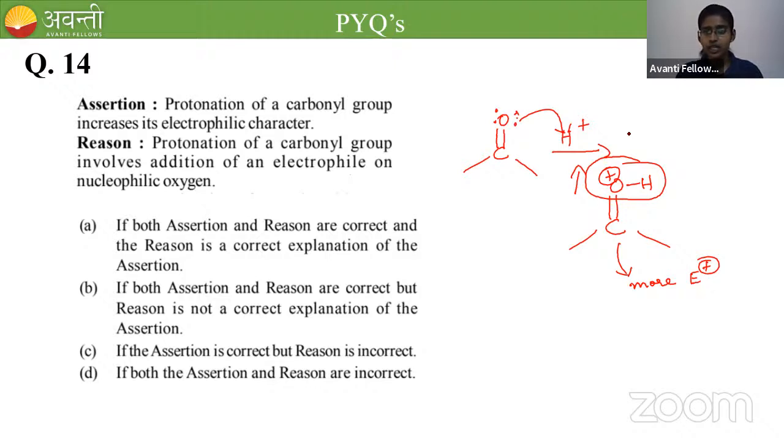The protonation of carbonyl group increases the electrophilic character. That is okay. But what should be the correct reason? The reason should be it decreases the electron density and makes the carbonyl carbon more electrophilic in nature or more electron deficient in nature. That should be the reason. Instead of more electrophilic or more electron deficiency concept, they have given some other reason here. But it is the correct statement, not the correct explanation for the assertion. So, both assertion and reason are correct, but R is not the correct explanation for the assertion. Okay. So, option B is the correct answer for this question.